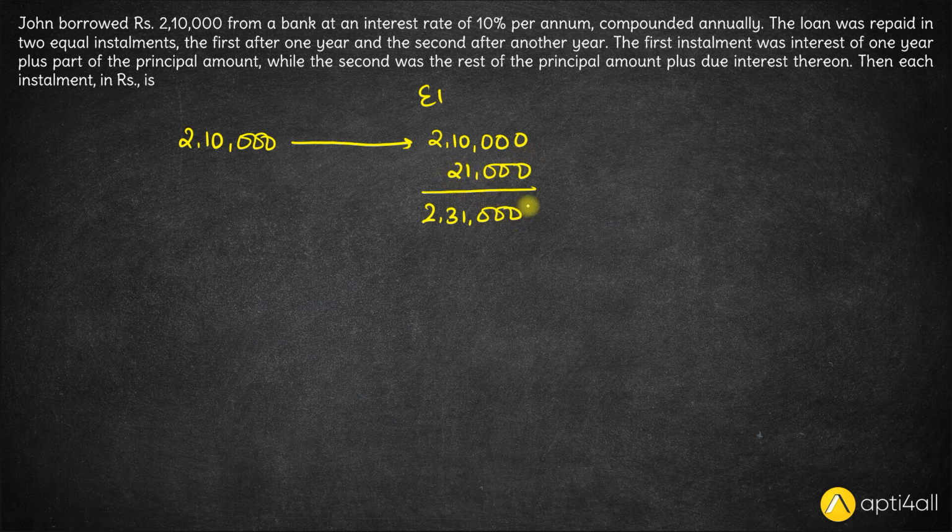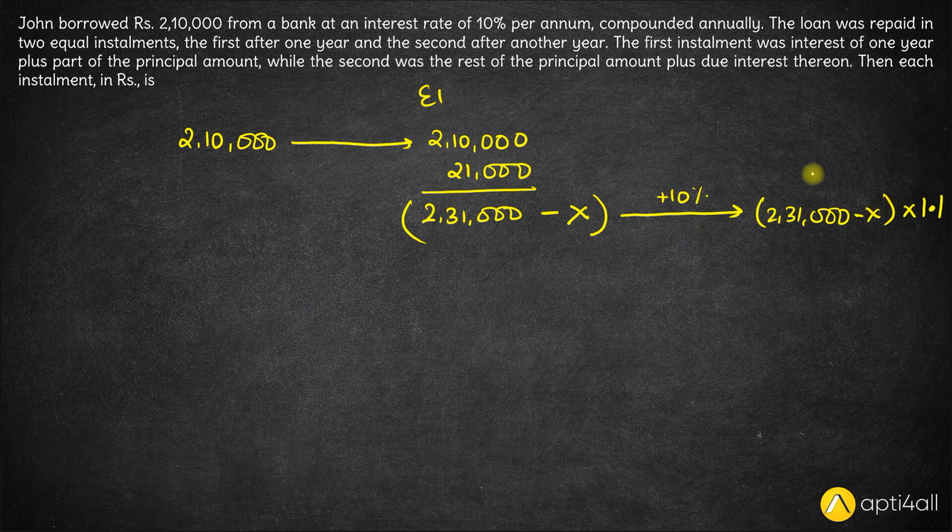Now let's say out of this, X rupees are paid back. Installment is X rupees. So this now becomes the principal for the second year, correct? So this value again grows by 10% next year and it becomes (2,31,000 minus X) into 1.1. Fine. So this is the amount due at the end of the second year, which should also be equal to X, because the second installment is X and once you pay the second installment, the whole due gets paid off. So the amount due at the end of the second year should be equal to the installment of the second year.